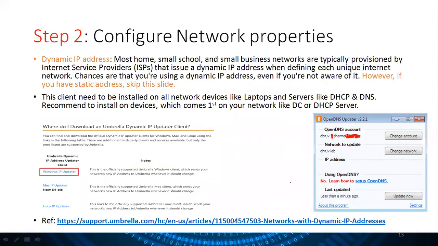Once you check this box, you have to download a dynamic IP updater client from this link below. You can download it and install it on your domain controller or a DHCP server, whichever comes up first in your network. Usually it's a domain controller or a DHCP server that will send an update back to Umbrella that this is my latest IP address.